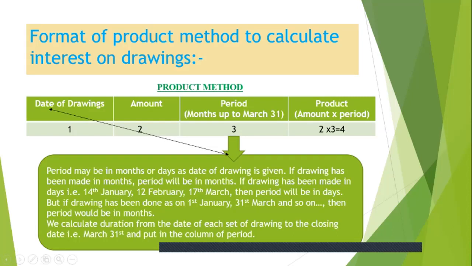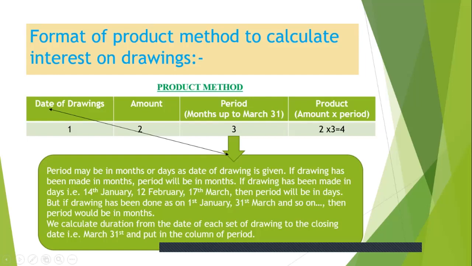If drawing is always made in months, meaning at the beginning of the month or at the last of the month, then the duration will always come in months. But if you look here, I have written: if drawing has been made in days, that is 14th of January, 12th of February, 17th of March, then the period will be in days, because this has not been drawn in months. This has been drawn on days. So when days are given, we calculate from the date of drawing to the closing date, and it will come in days.